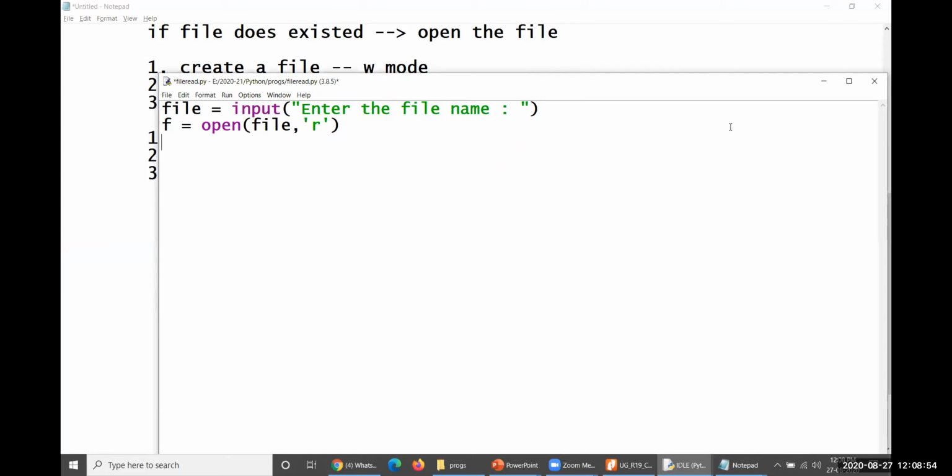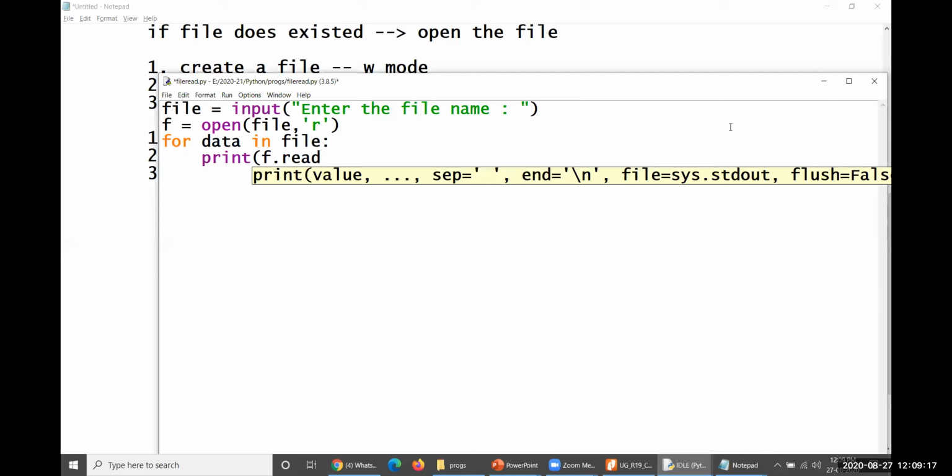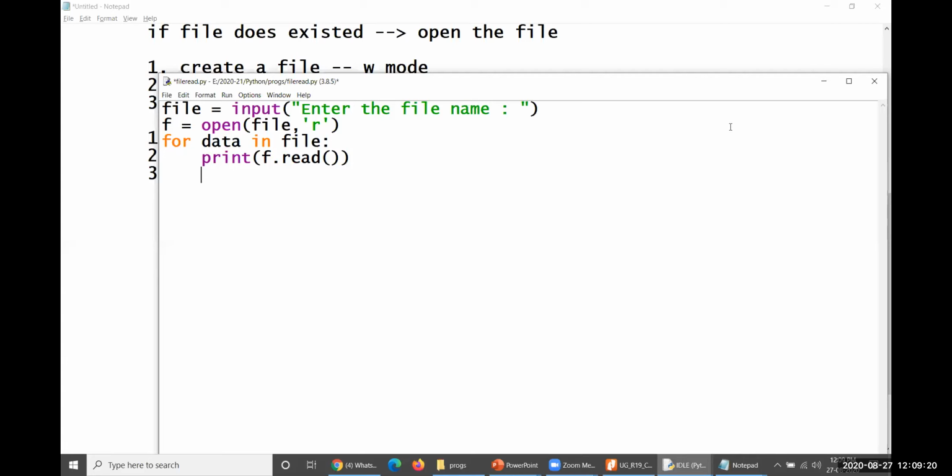Then, because I'd like to perform this operation several times, I'd like to read the data: for data in the file, and then f.read and print. Why have I used print here? Whatever data you have read must be placed onto the screen. So I have to read several times and print onto the screen here. Then followed by f.close. So the file must be closed.